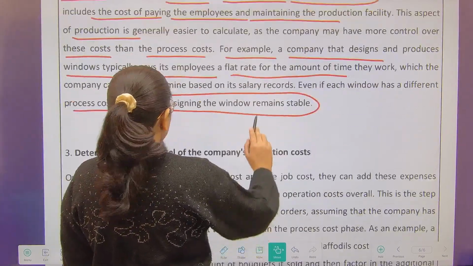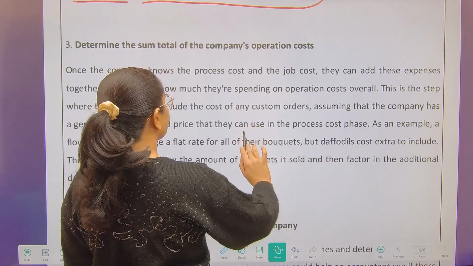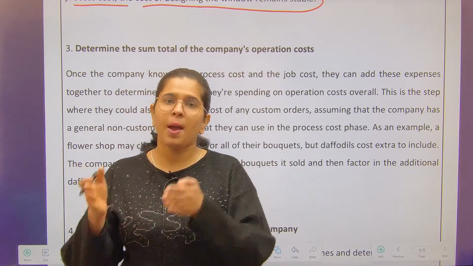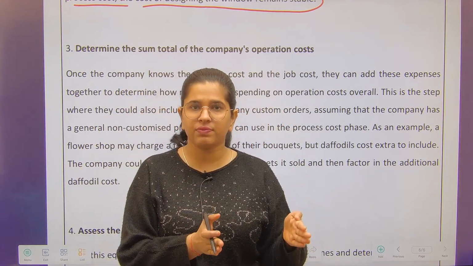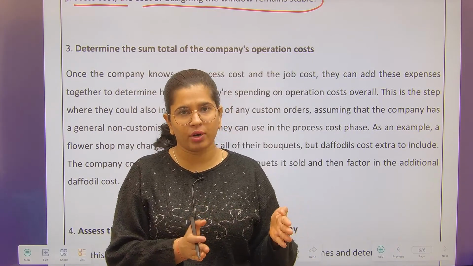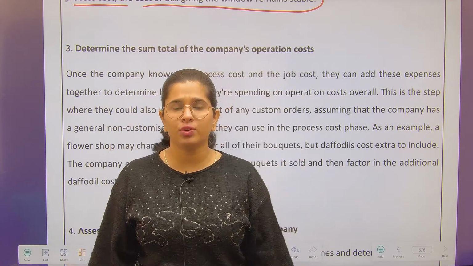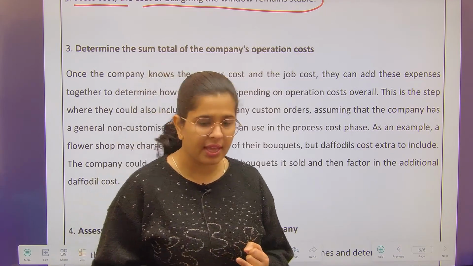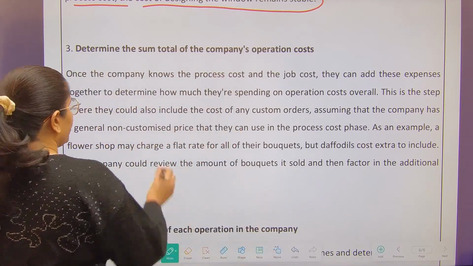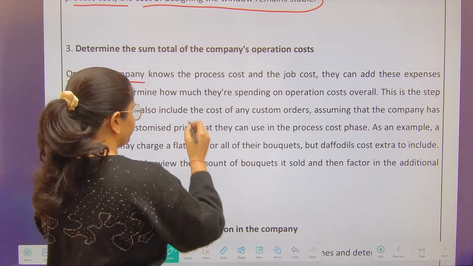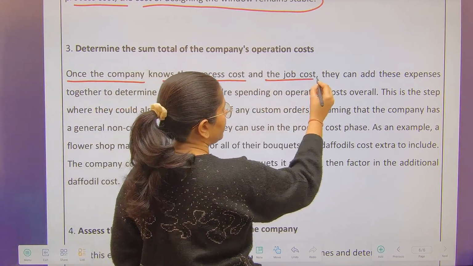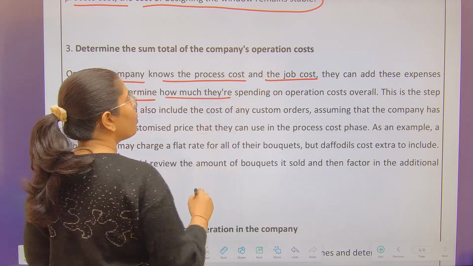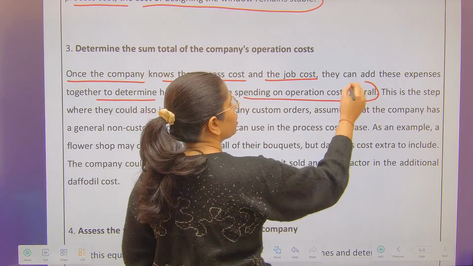Next is, once you have decided the cost of mass production plus the cost of variations, the features which you have added in the product, now combine both of these costs together. That means you have to combine process costing along with the job costing, right? So once the company knows the process cost and the job cost, they will add these expenses together to determine how much they are spending on operation costs overall.